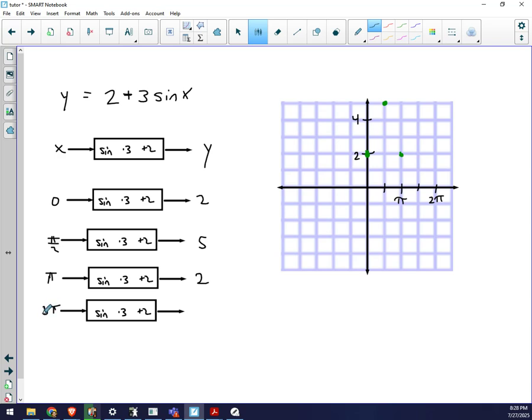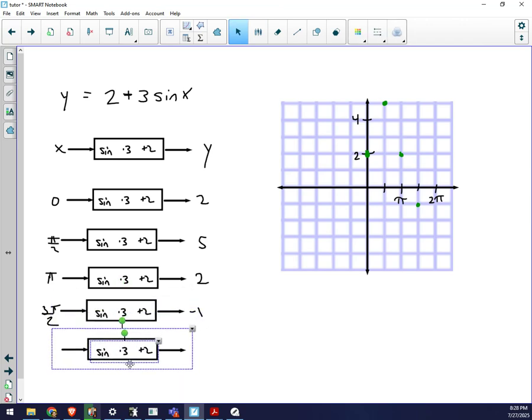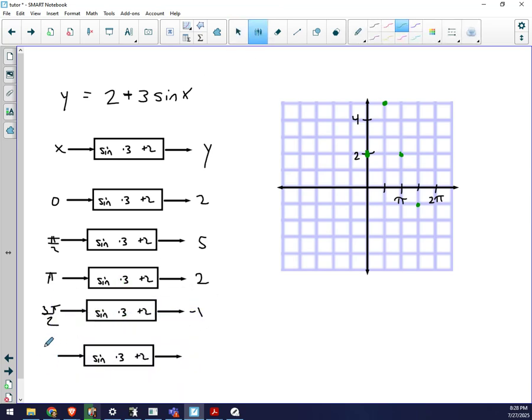3 pi halves. Sine of 3 pi halves is negative 1, times 3 is negative 3, plus 2 is negative 1. That gives us the point 3 pi halves, negative 1. And when we use an input of 2 pi, the output is going to be the same as it was at 0 and pi, an output of 2. So that gives us this point here.